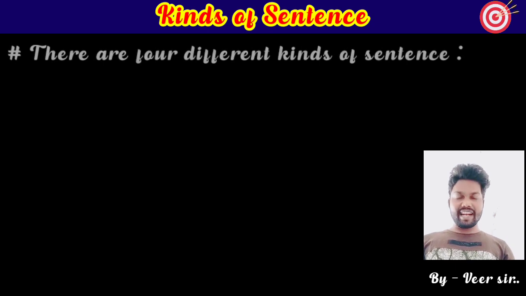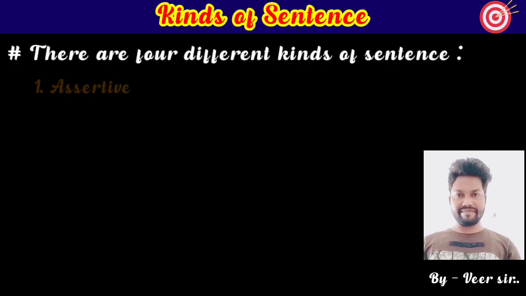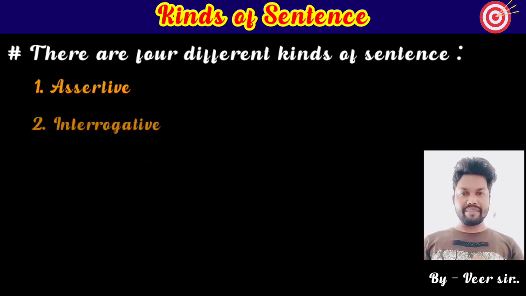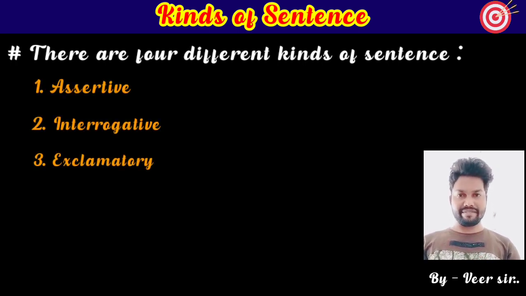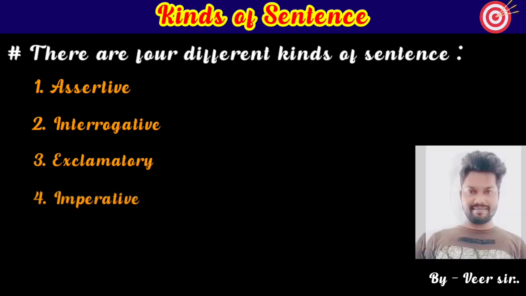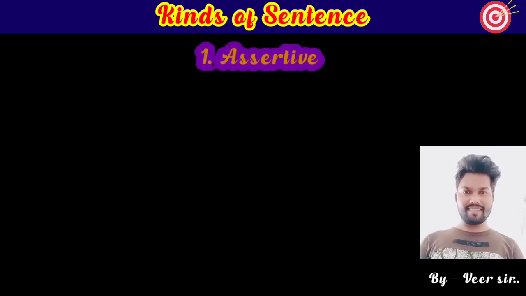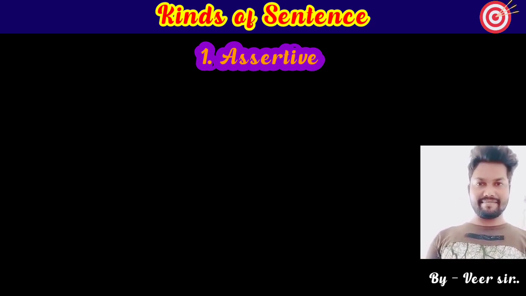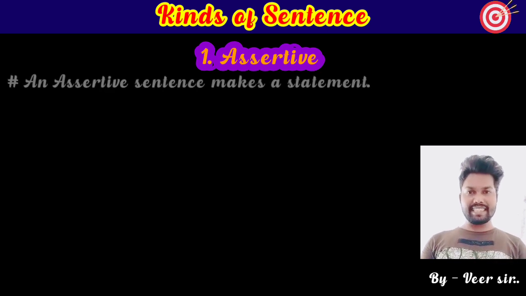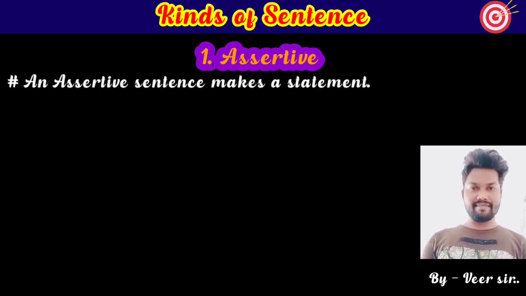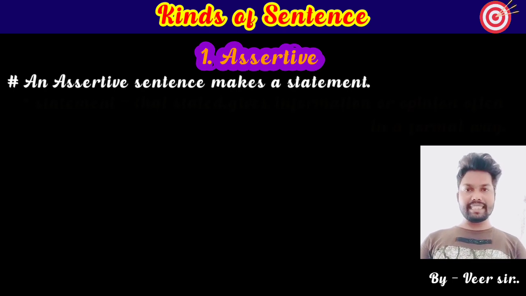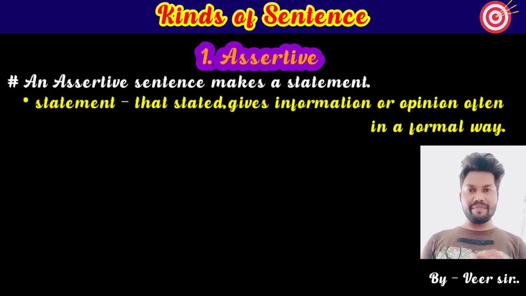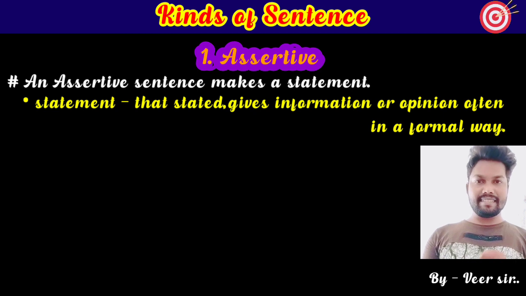There are mainly four different kinds of sentence in English language, like assertive, interrogative, exclamatory, and imperative. First of all, we'll discuss assertive sentence. What is an assertive sentence? An assertive sentence makes a statement. Here, statement means a fact, an opinion, an information that can be stated in a formal way.